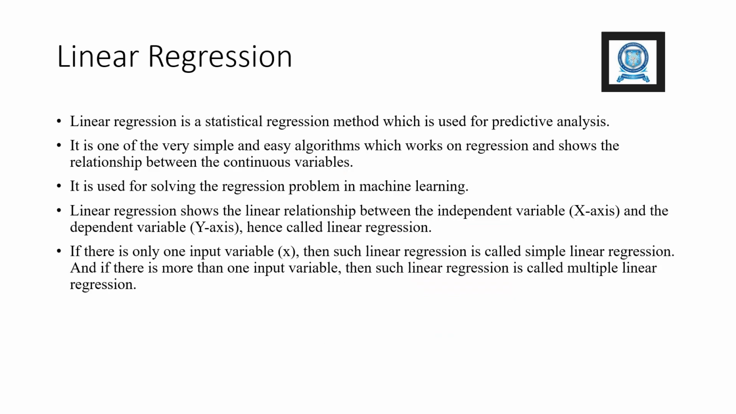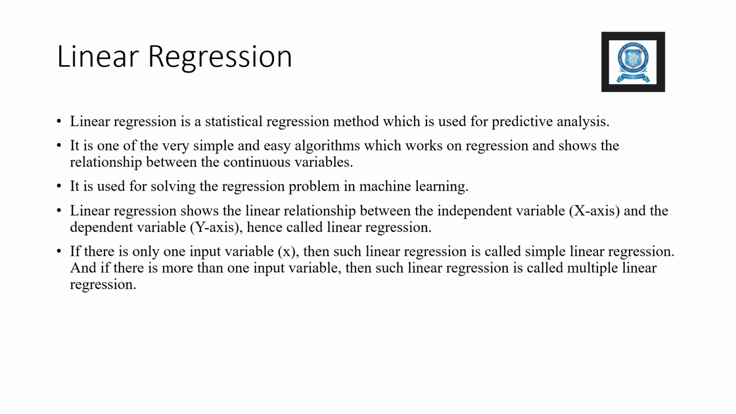Here we are going to see about linear regression. Linear regression is a statistical regression method which is used for predictive analysis. It is one of the very simple and easy algorithms which works on regression and shows the relationship between the continuous variables. It is used for solving the regression problem in machine learning.